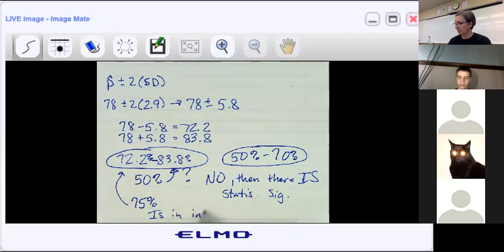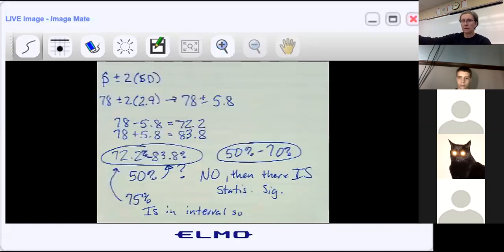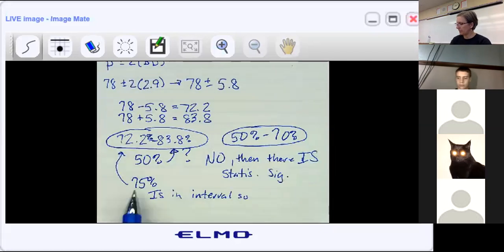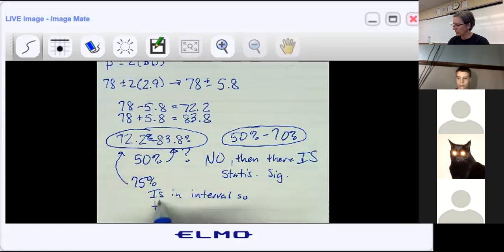So we're just using 50%? Unless there's a reason why you would pick another number. I don't think there is. Yeah, most people will probably use that. So again, because 75% does fall within that interval, there is not statistical significance.